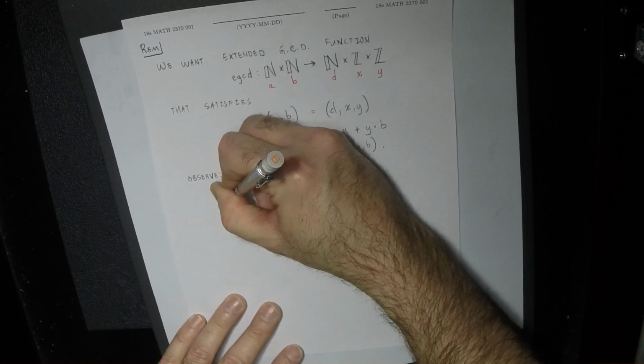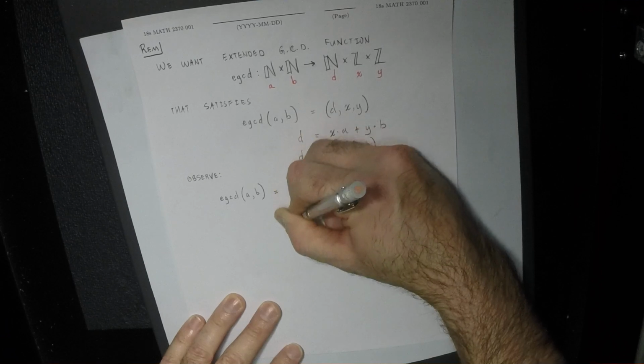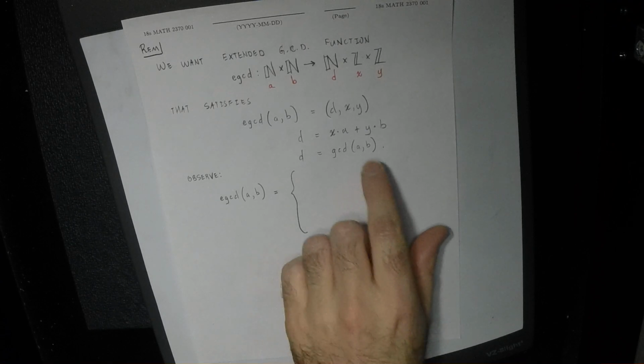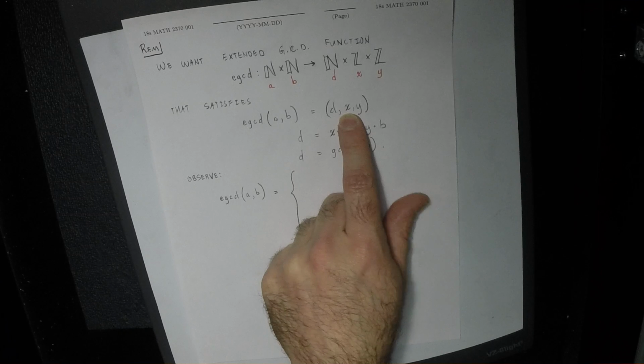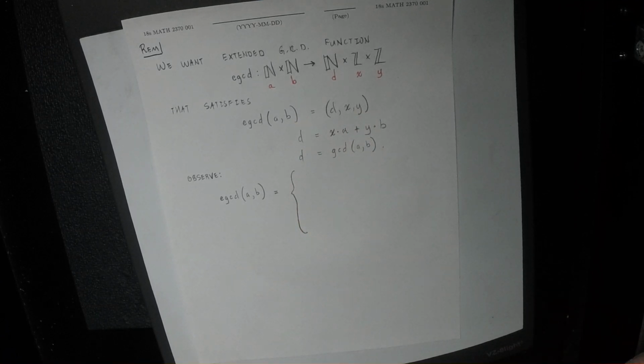EGCD of A and B. So the GCD had 3 clauses. What did the first clause do on the first page of the notes? It reordered the arguments, right? Now, I'd like for you to observe that this output X goes with A, and output Y goes with input B. So we're still going to want to reorder the arguments. But not only are we going to reorder the inputs, we also need to reorder the outputs. Because if you switch the position of the inputs, then you also switch the position of the Bézout coefficients.